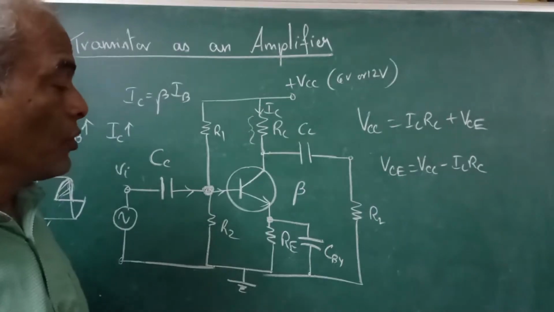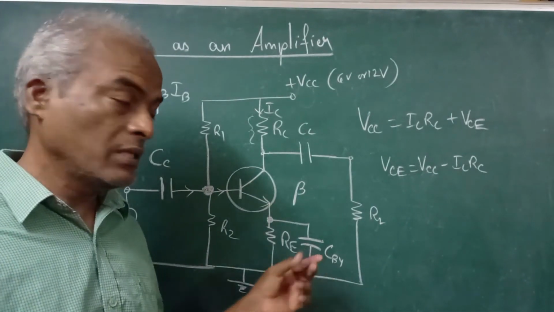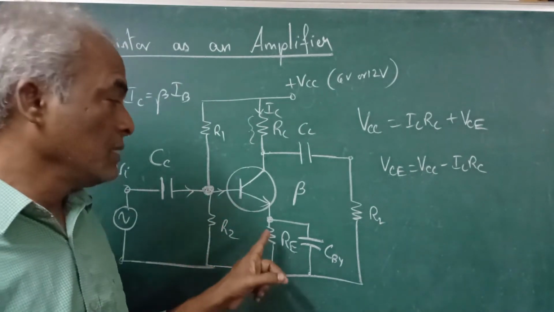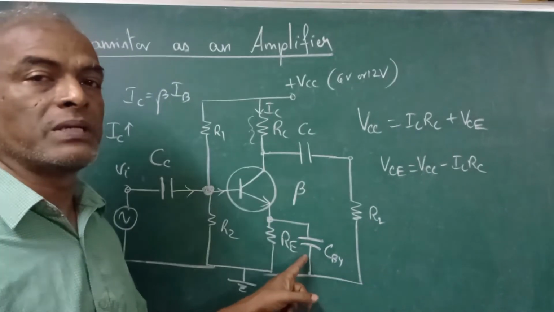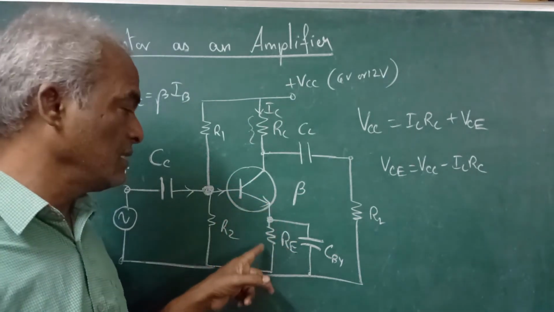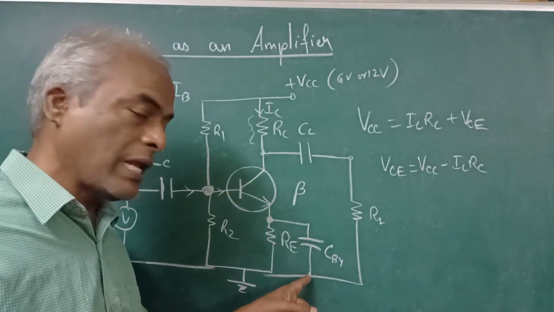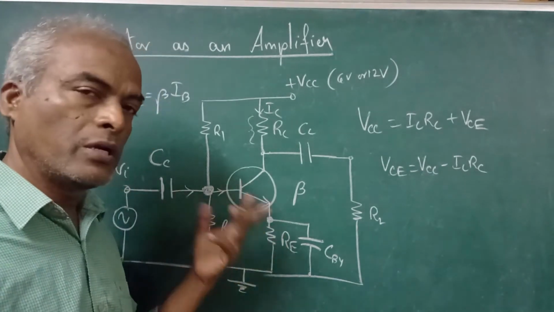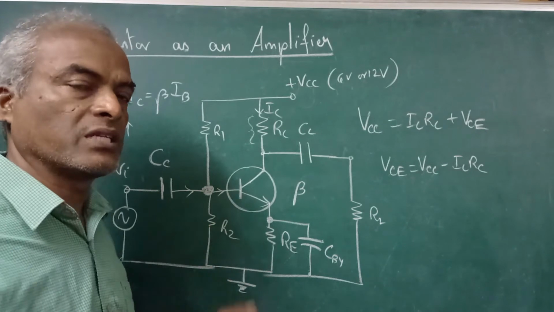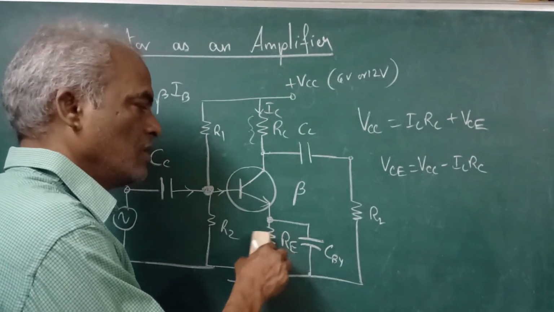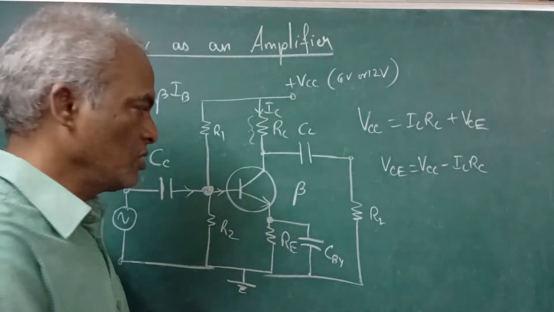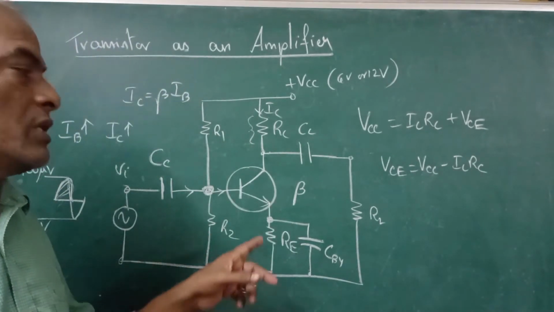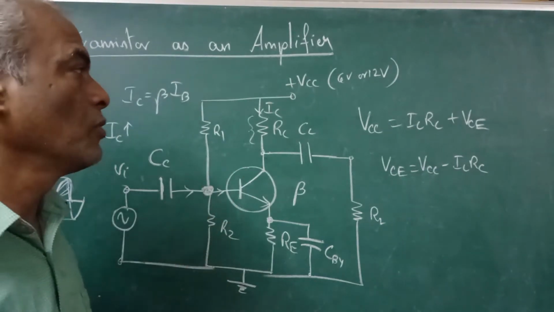VCE equal to VCC minus ICRC. If you don't connect this bypass capacitor, then this voltage drop also should be included. That is an important point. Since we are connecting a bypass capacitor, when we go for AC analysis, this capacitor will act as a short circuit. So already we have told that for AC the capacitor acts as a short. Therefore RE doesn't come into the picture. So this point, the emitter point, is equal to ground, that is, this is 0. That's the important point.